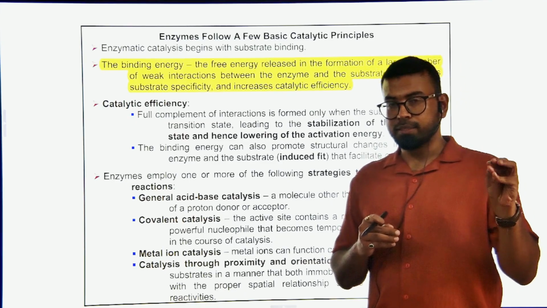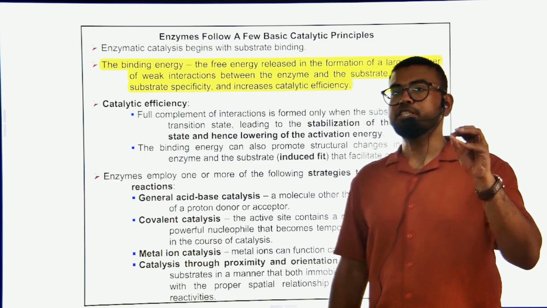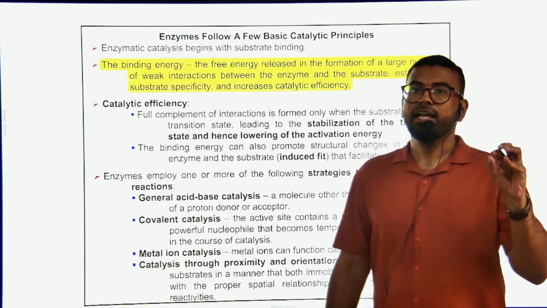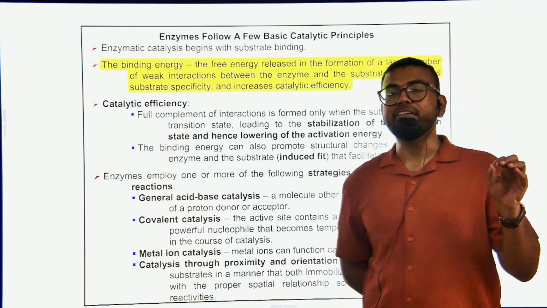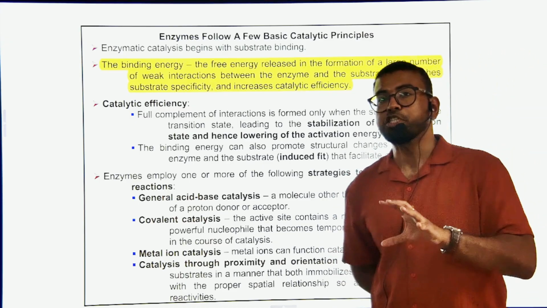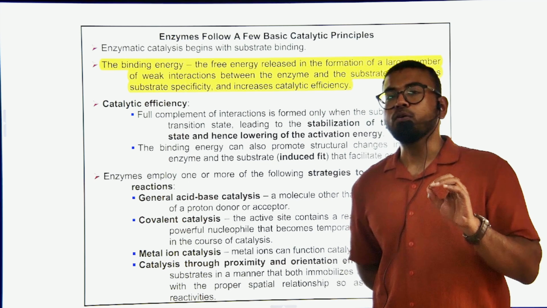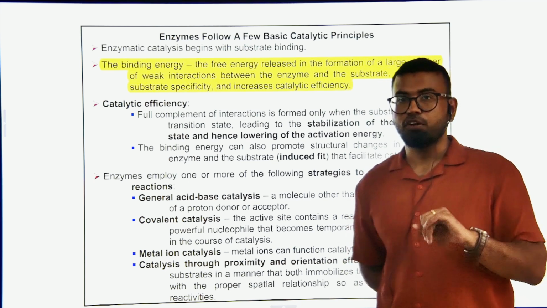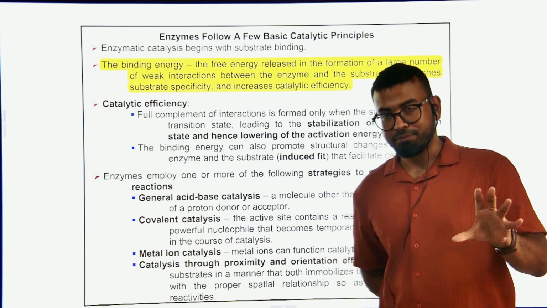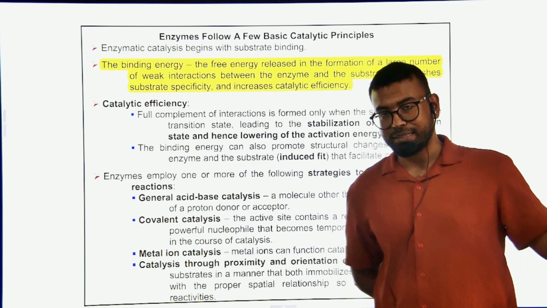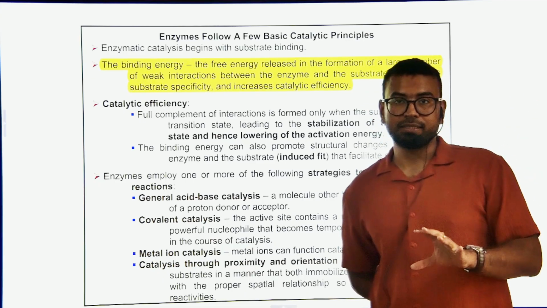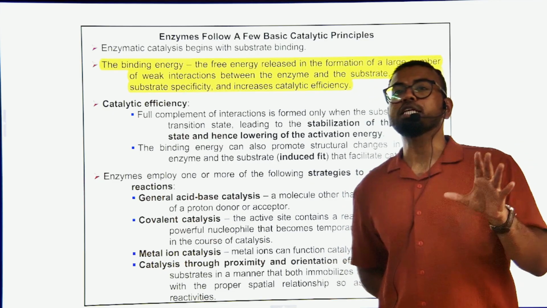The enzyme helps the substrate reach the transition state with the least amount of activation energy. Whereas if the substrate is converted into product without any enzyme, this conversion will require a huge amount of activation energy. So least activation energy means more catalytic efficiency, and more activation energy means least catalytic efficiency. They are inversely proportional to each other.